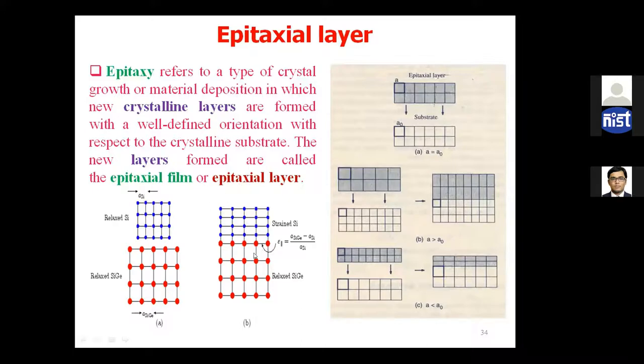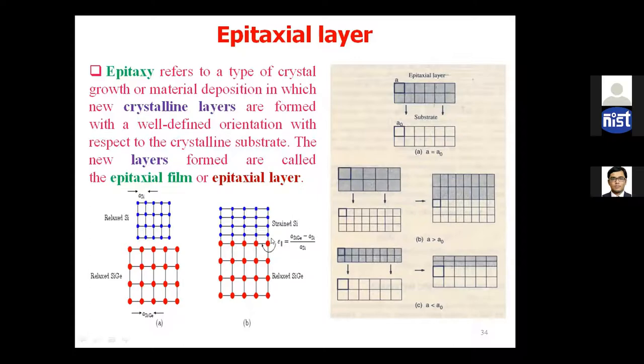So you can see here, this is the relaxed silicon germanium, and this is silicon, which has a smaller lattice constant. So here you should apply tensile strain. Now the strain tensor, T-E-N-S-E-R, developed across this interface is equal to the lattice constant of SiGe minus a of Si, divided by a of Si.